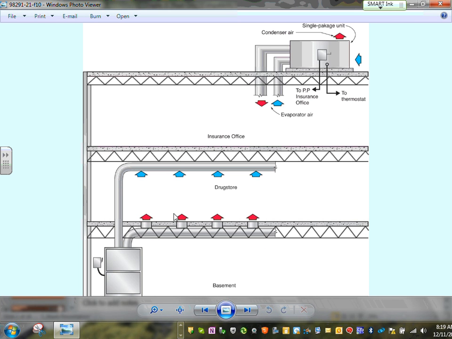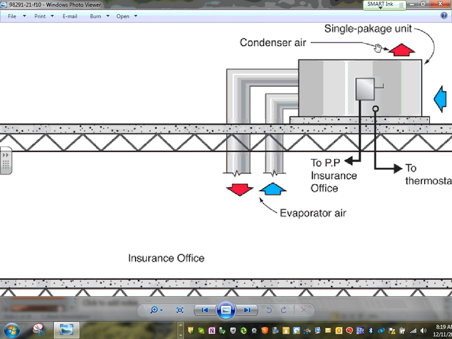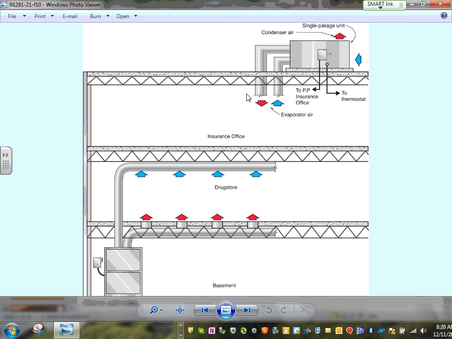We talk about a split system when you have the evaporator in one location and the condenser in another. This is your single package unit, guys. Everything is in one. You pull the air in, you condense it, you remove the heat out of it, and you bring it back as cold air.